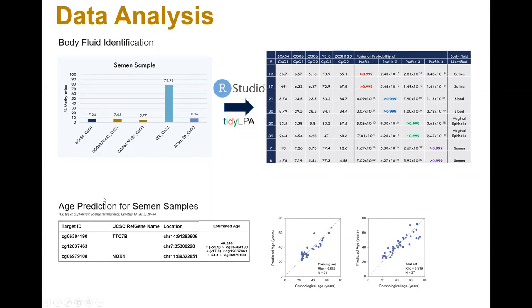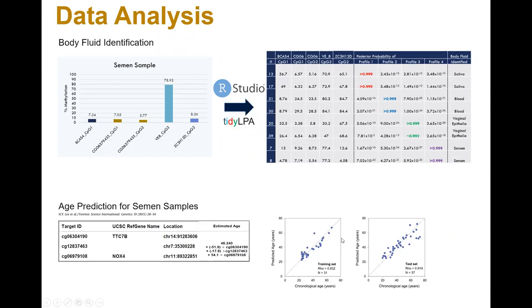I do have an example here from our collaborators in South Korea, Dr. Lee, the age prediction for semen samples. And this relies on just 3 markers. Once you've predicted the percent methylation in these 3 markers, you plug it into a formula, and it's going to give you a predicted age.